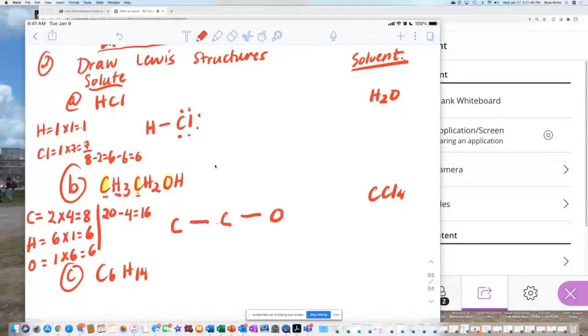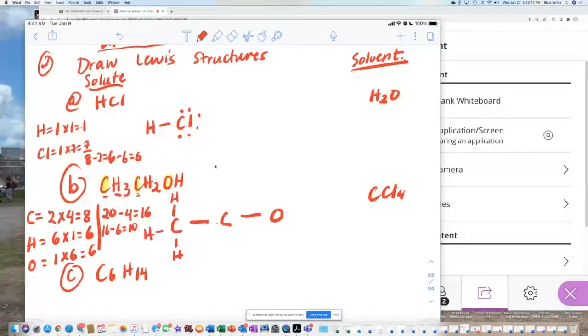I have 3 hydrogens here, right? I put hydrogens around the first carbon, and each time I did that, I added a bond. So 1, 2, 3, that uses how many? 6 electrons. So I now have 16 minus 6, I'm left with 10.